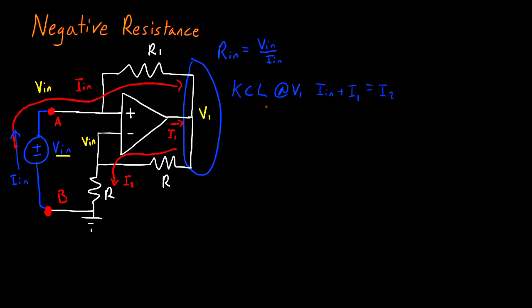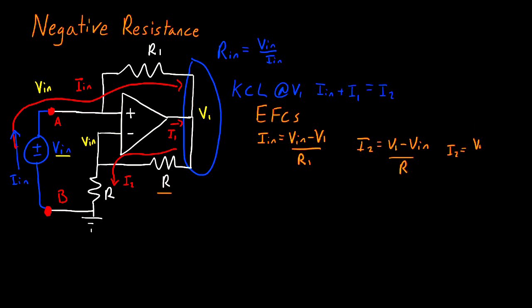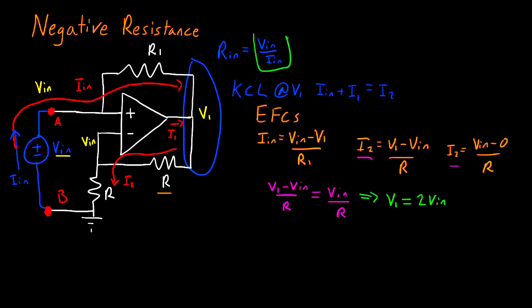And now we can write the equations for our components. And beginning with R1, we have that In is equal to Vn minus V1 divided by R1. Now moving on to this component, I have that I2 is equal to V1 minus Vn divided by R. And I have that I2 is equal to Vn minus 0 divided by R. Now I can equate these two currents together, and I get that V1 minus Vn divided by R is equal to Vn divided by R. And from here, this gives us that V1 equals 2Vn. So we're getting closer to finding the ratio of Vn to In.